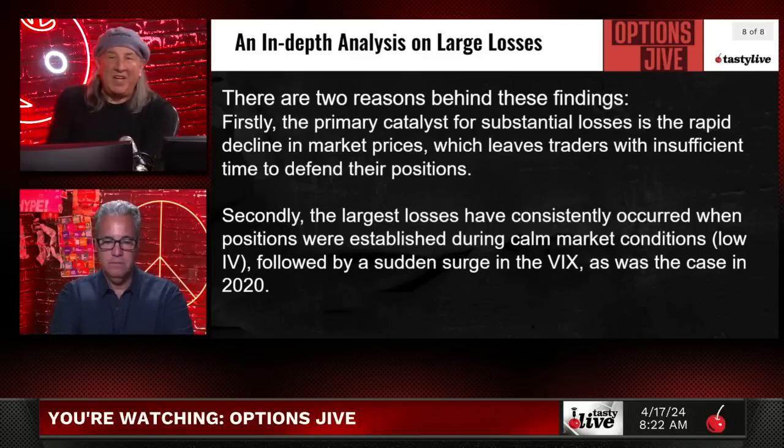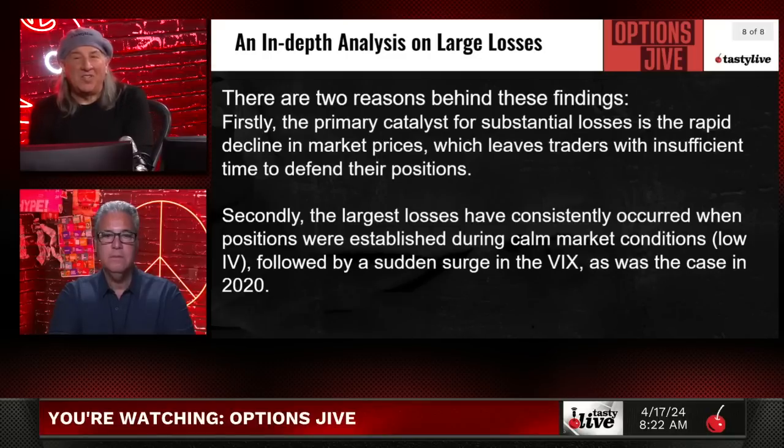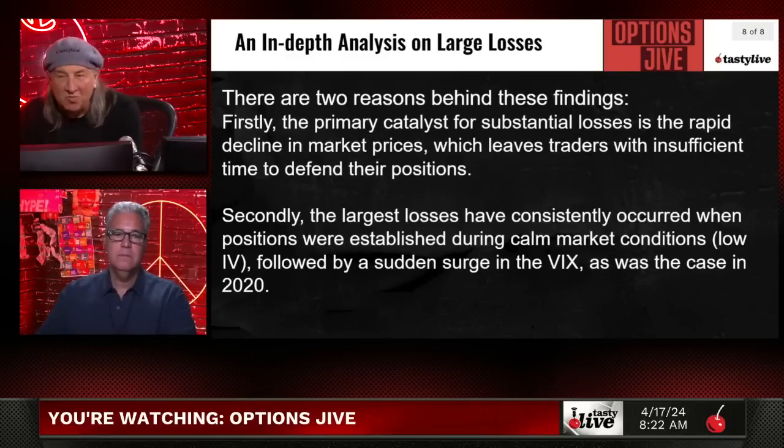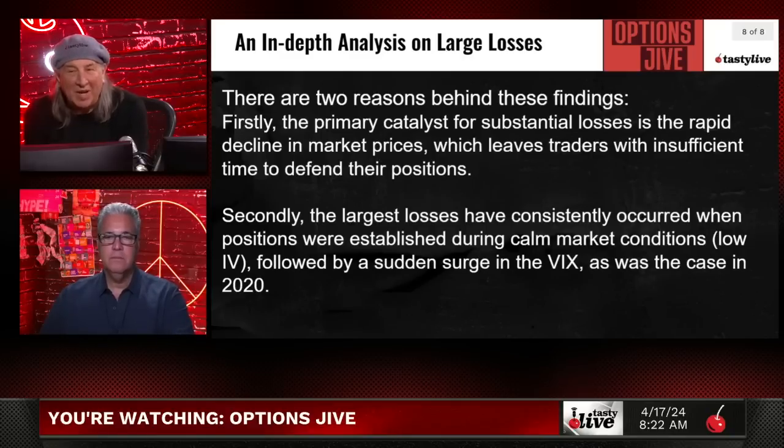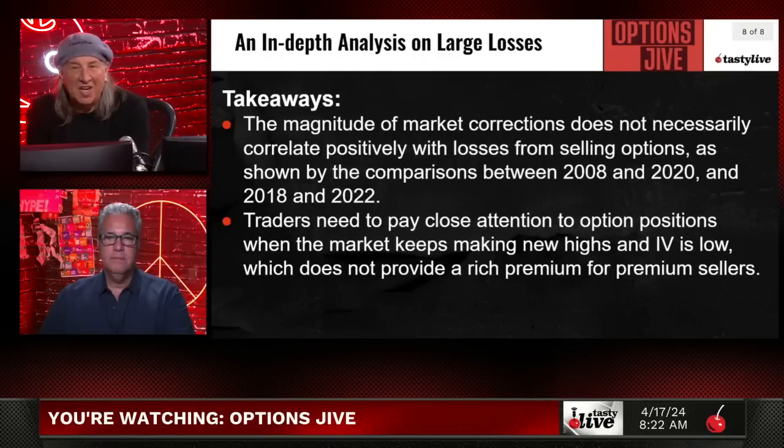There are 2 reasons behind these findings. First, the primary catalyst for substantial losses is the rapid decline in market price, which leaves traders with insufficient time to defend their positions. And second, the largest losses have consistently occurred when the positions were established during calm market conditions, just like now, and low IV, followed by a sudden surge in the VIX, as was the case in 2020. All of these situations happened from a very calm marketplace, not from an active marketplace, which is important to note. So the magnitude of market corrections does not necessarily correlate positively with losses from selling options, as shown by the comparisons between 2008, 2020, and 2018 and 2022.